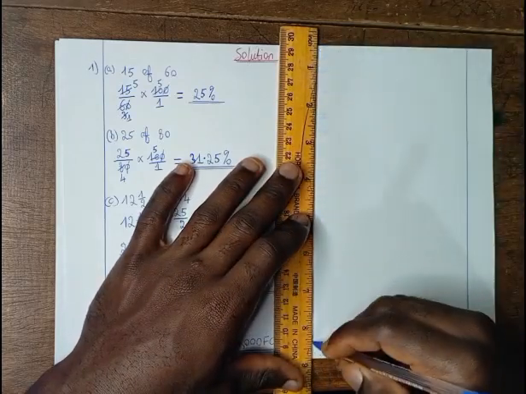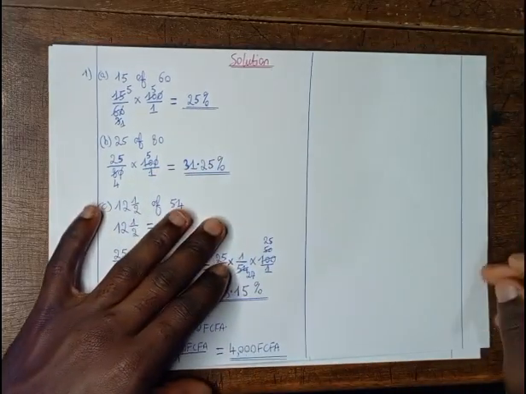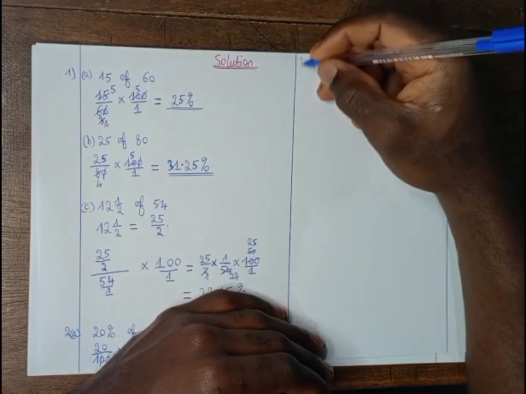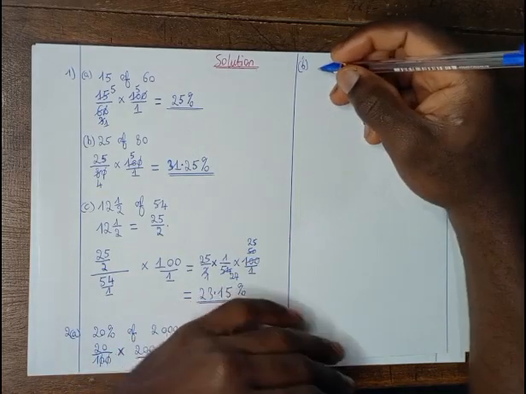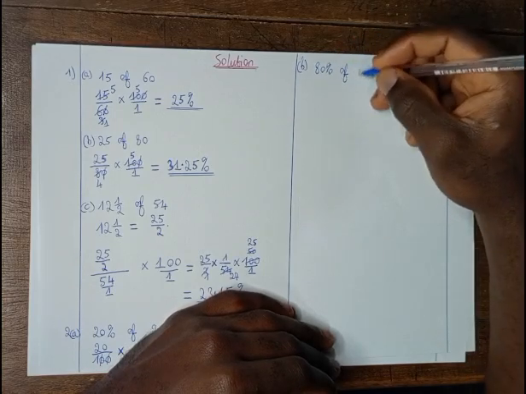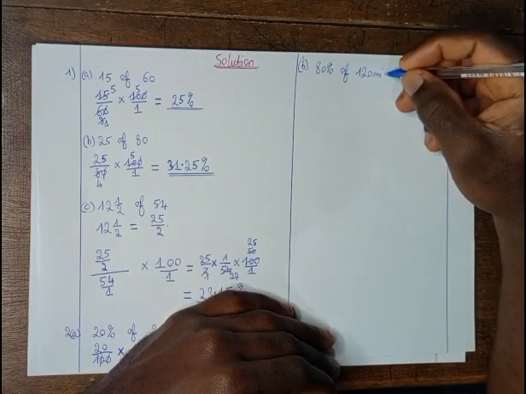We go now to question B. Take B. For B, we have to find 80% of 120 minutes.